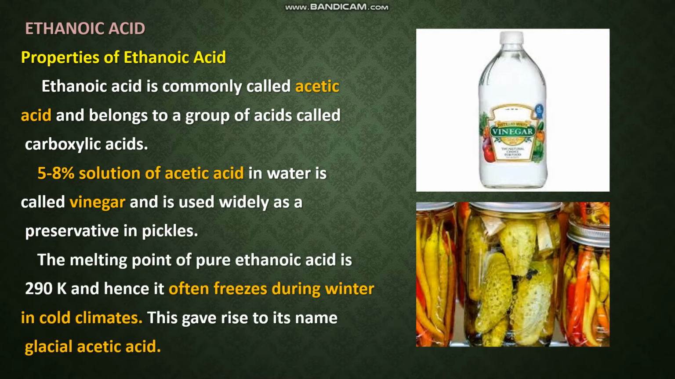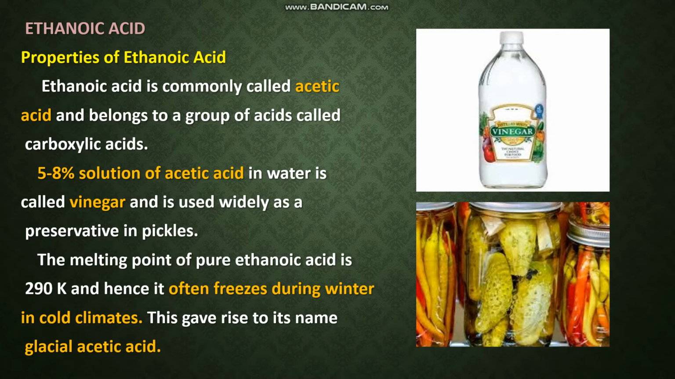The melting point of pure ethanoic acid is 290 Kelvin. 290 Kelvin means how many degrees Celsius? You know how to convert Kelvin into degrees Celsius? 290 minus 273, that is 17 degrees Celsius. That is a low temperature. So at this low temperature, what will happen? In cold climates, it freezes during winter. So it got another name, glacial acetic acid.